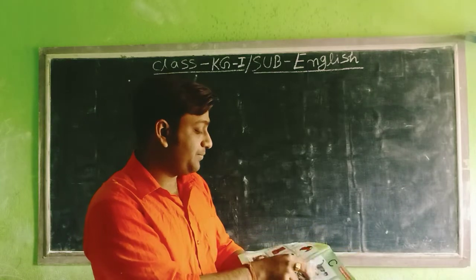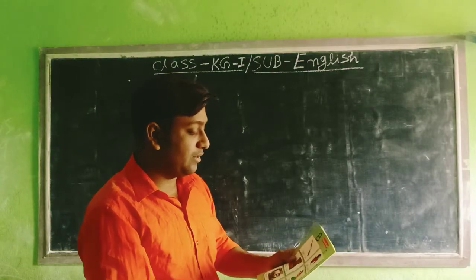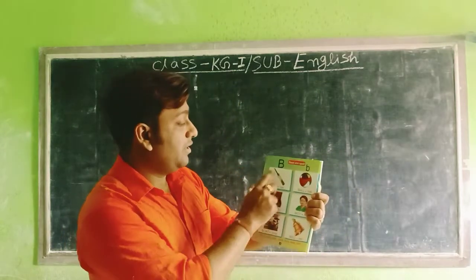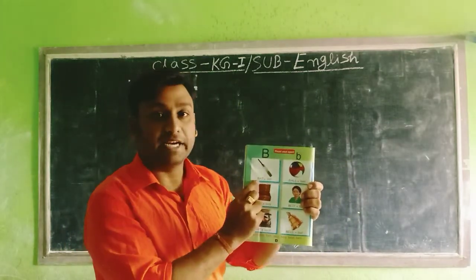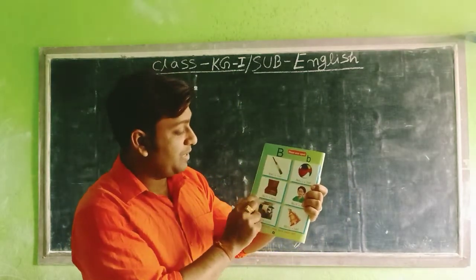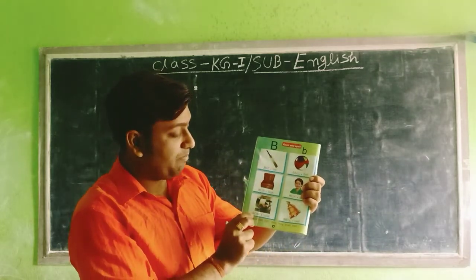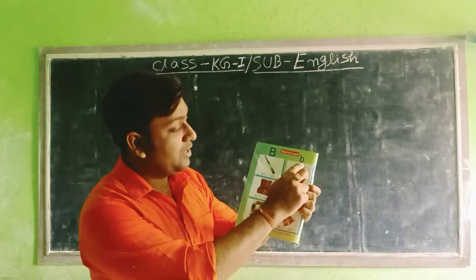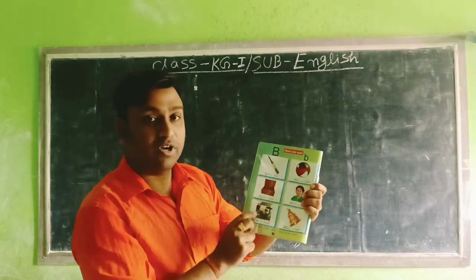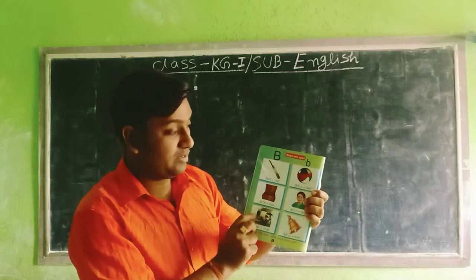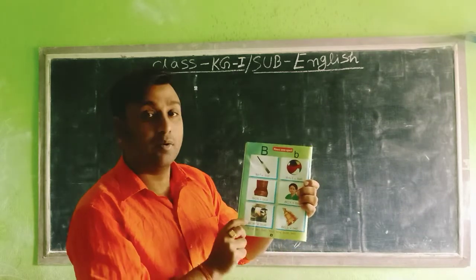The next page begins with B. B for bat, B for box, B for boat, B for ball, B for boy, B for bell.